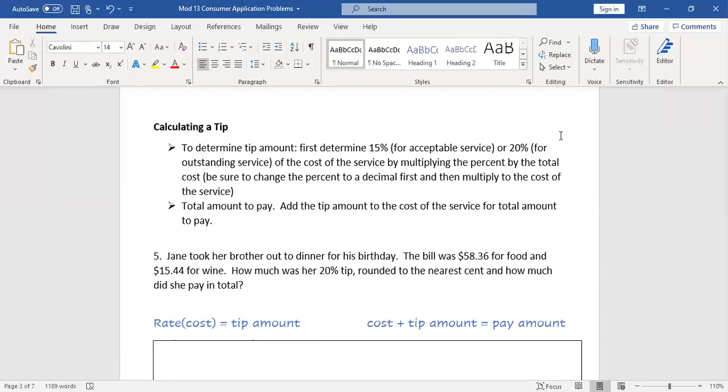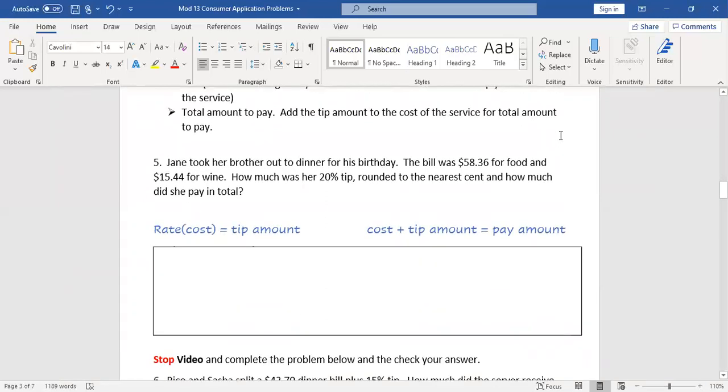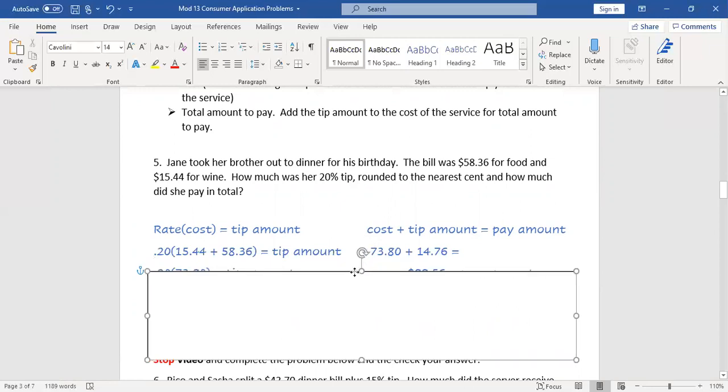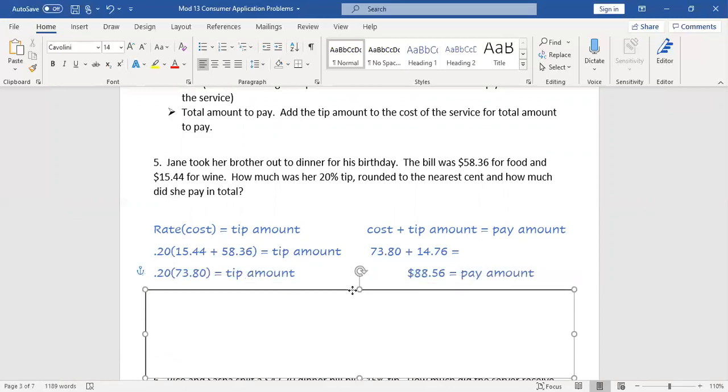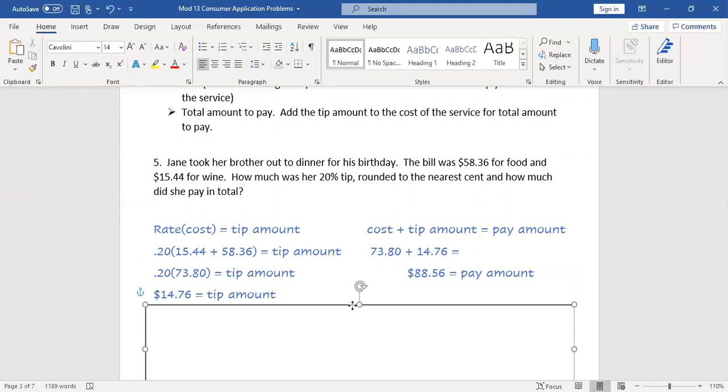Well, the first thing we have to figure is how much was the bill before the tip. So since she bought two things, we have to add both of those items together. So we're going to add the 58.36 and the 15.44 to find out what her total bill was. And then we're going to multiply that by the rate, 20%, as a decimal. So I dropped the percent sign and moved the decimal two place values to the left. And that gives me a tip amount of $14.76.